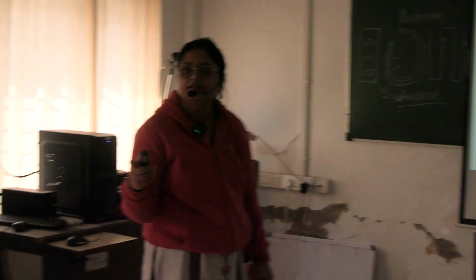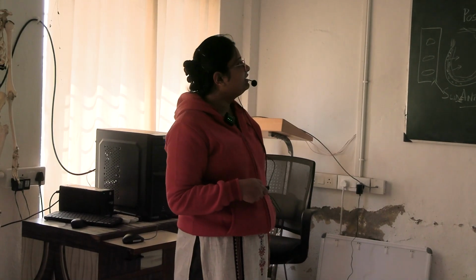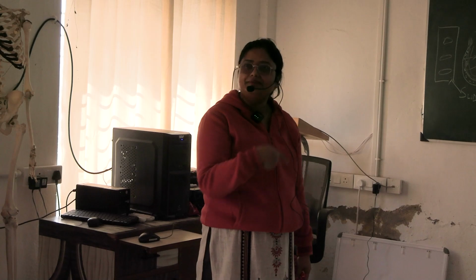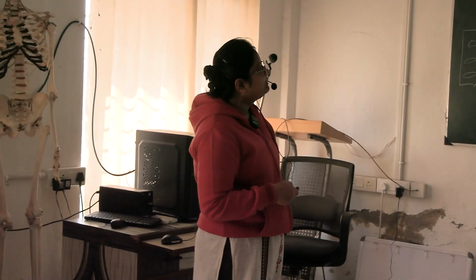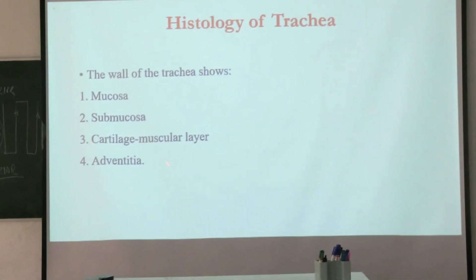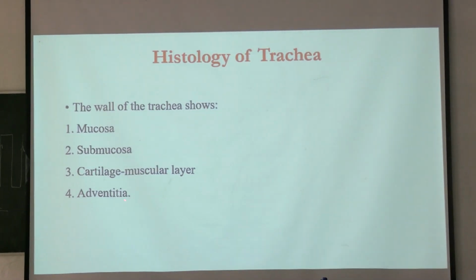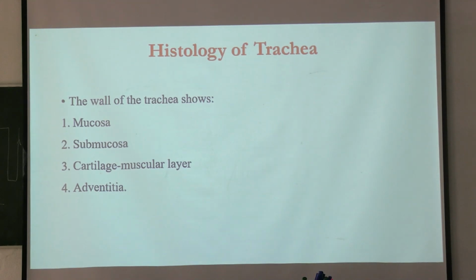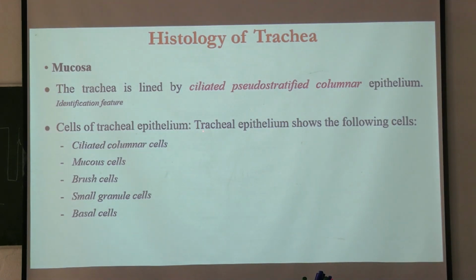Any queries? So what you will see in the wall of the trachea, from inside to outward we are discussing: first you will get the mucosa, then submucosa, then cartilage and muscular layer, and then you will get the adventitia, the outermost layer. Adventitia is a loose connective tissue layer. So first we will discuss the mucosa.